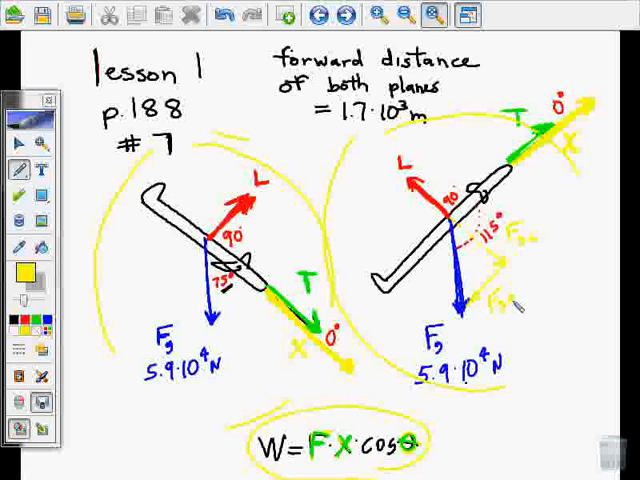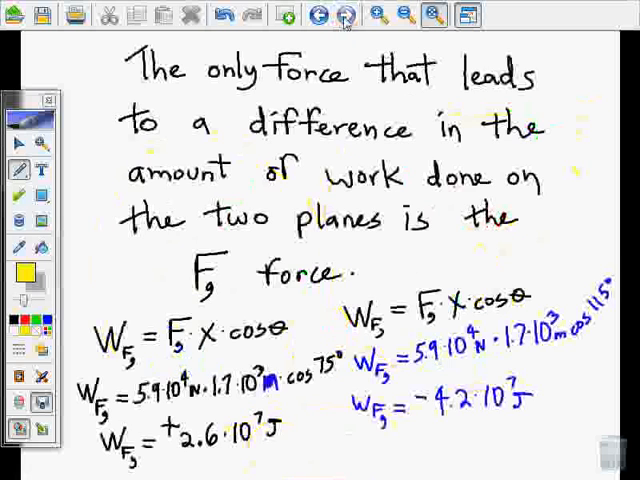That's why it's negative. But if we look over here and break it down, FG perpendicular, FG parallel. FG parallel in this case is in the direction of the distance. That's why it's positive work. And what are we going to have to do with these two answers that we got? Subtract them.